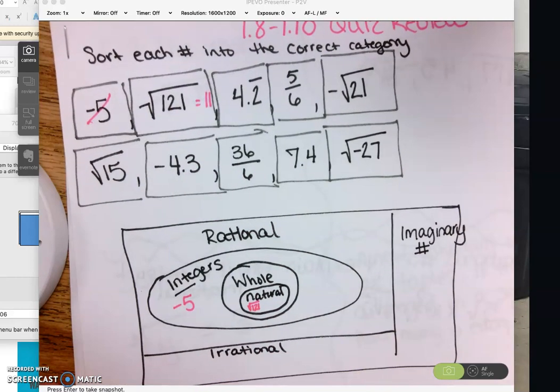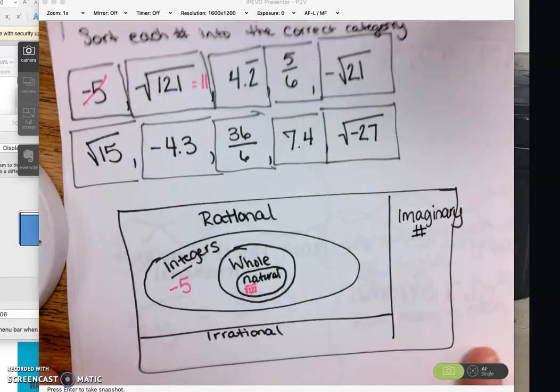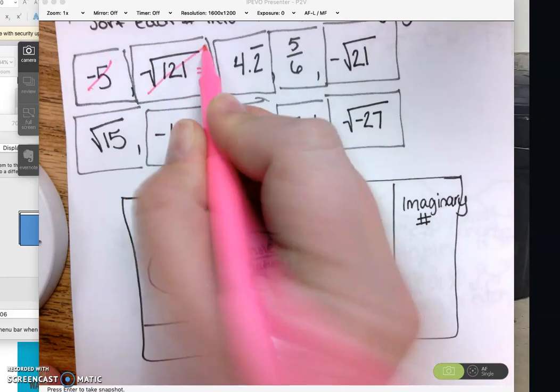Wait, so our test is going to have this on it, yes. Can I just do arrows? Try not to, but if you absolutely have to, sure.